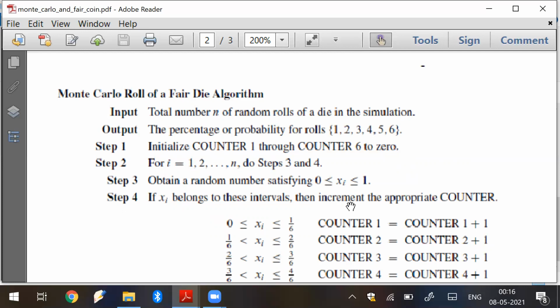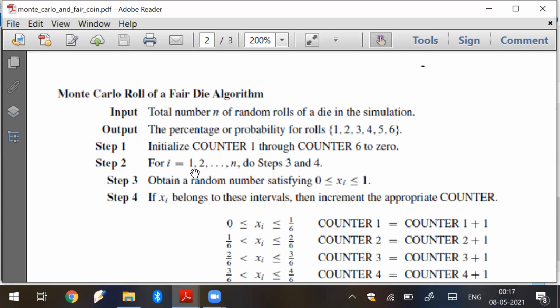So counter 1 for face occurring 1, counter 2 for face occurring 2, that means counter i for face occurring i, varying from 1 to 6. Each of these counters, before I start rolling the die, that means in the model, before I start randomly generating the numbers, I will initialize all the counters to 0. So that is the initialization step.